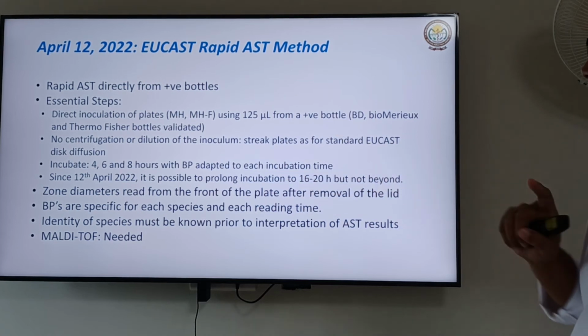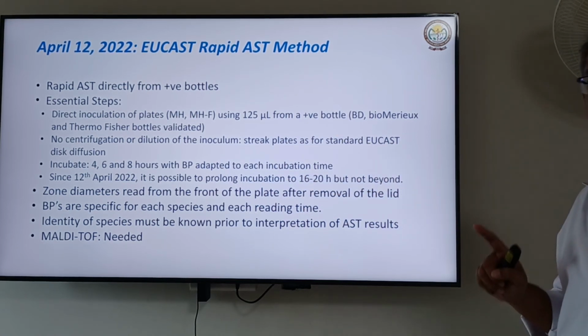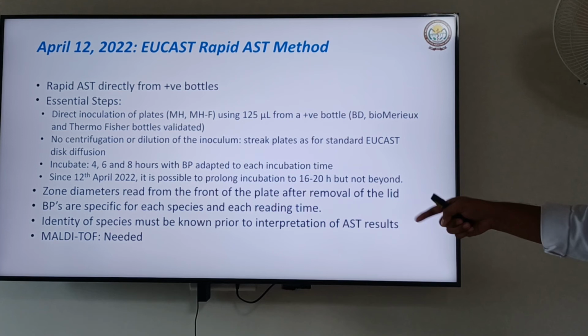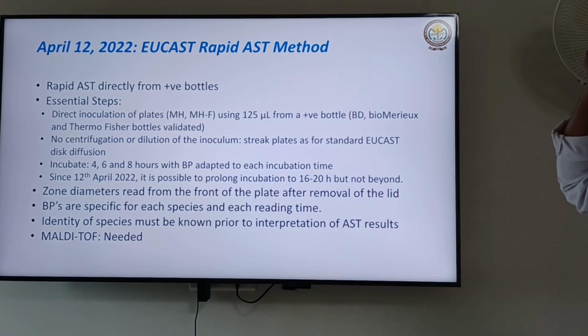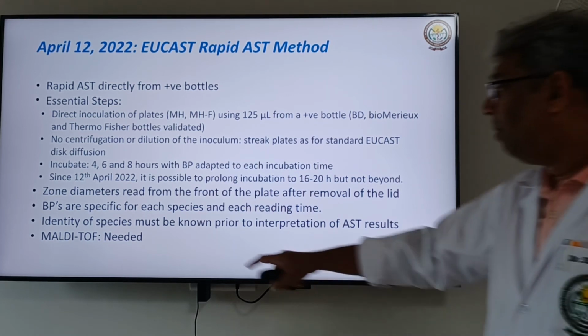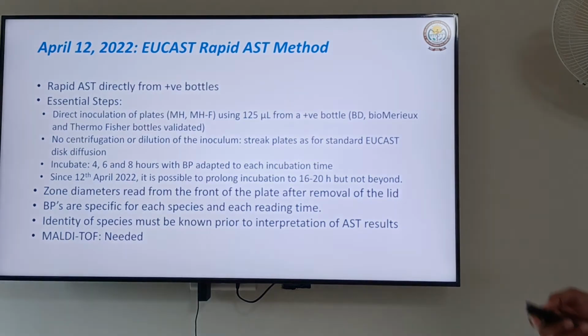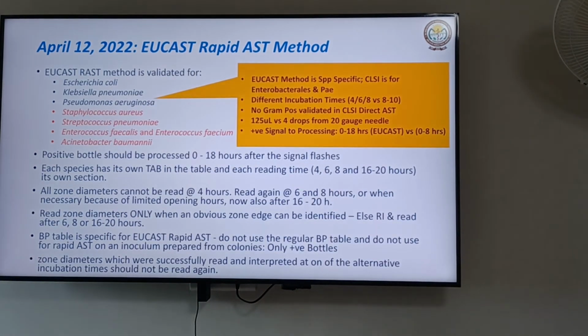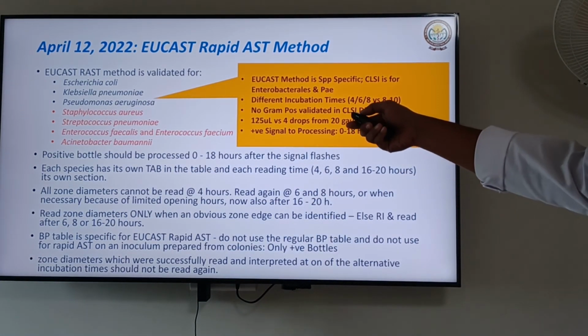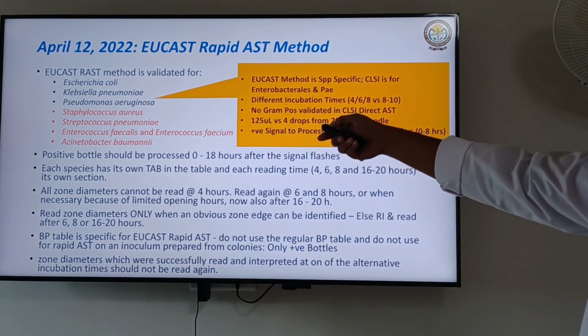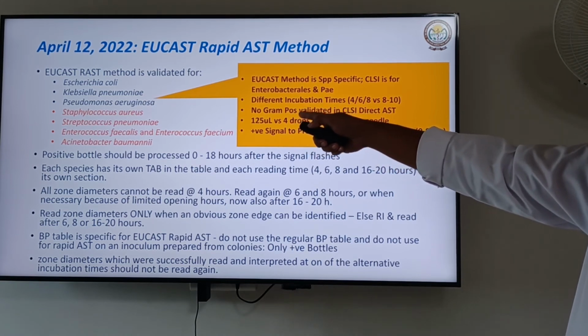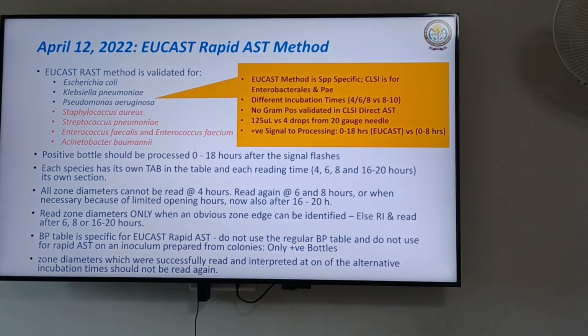Breakpoints are specific for each species and each reading time, so we have to be very careful. There is a long, huge chart for these breakpoint zones, because every time has different breakpoint zones, and MALDI is needed for that because you need accurate identification. EUCAST, like I said, is validated for E. coli, Klebsiella, Pseudomonas aeruginosa, and these four are normally not present in the CLSI. Only Enterobacterales and Pseudomonas are there in CLSI.